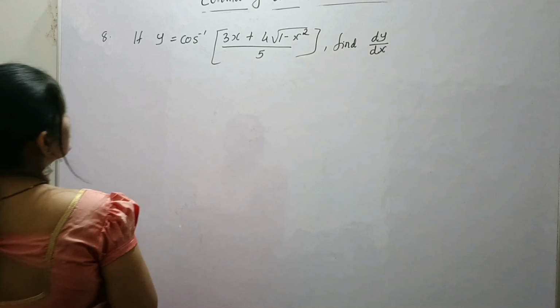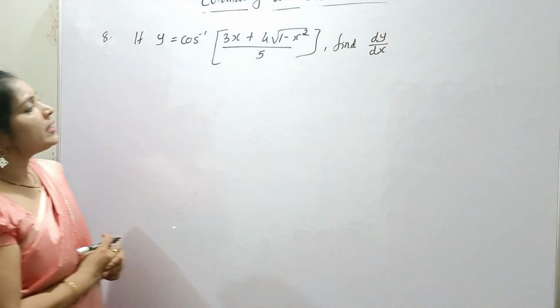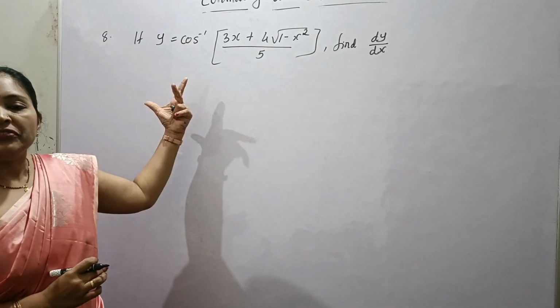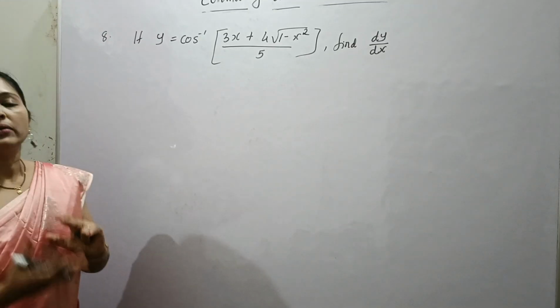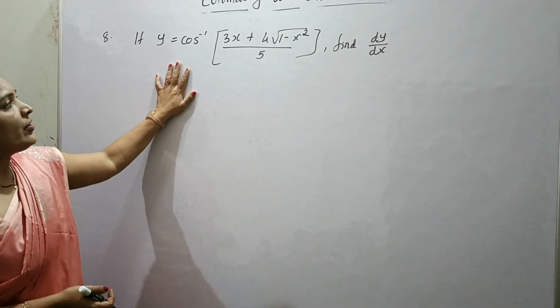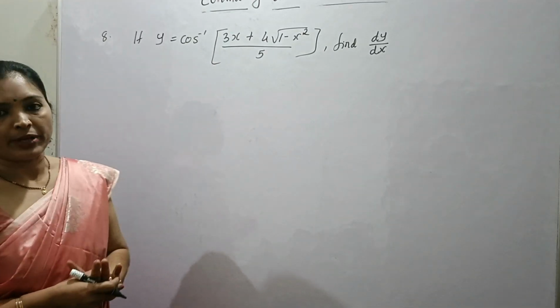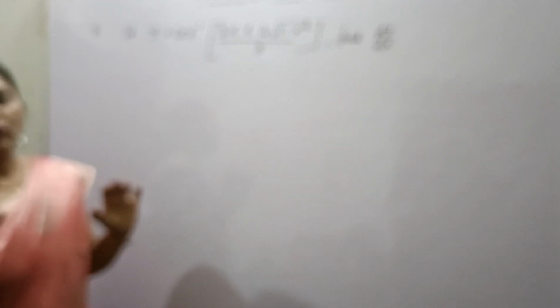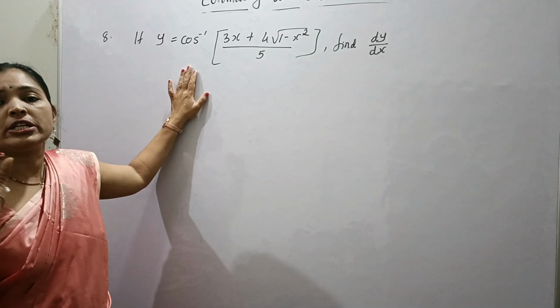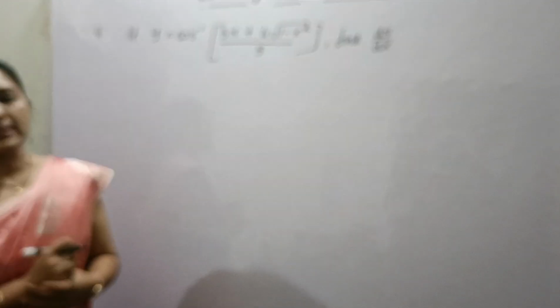If y is equal to cos inverse of (3x plus 4 into root of 1 minus x square) divided by 5, find dy by dx. So here the given function is inverse trigonometric function, right? So how to find the derivative of inverse trigonometric functions? Okay, so here our function is cos inverse of (3x plus 4 into root of 1 minus x square) by 5. See here, you should be careful, you don't differentiate it directly. Okay, if you differentiate it directly, you will not get the answer.